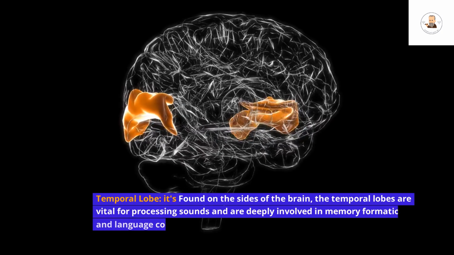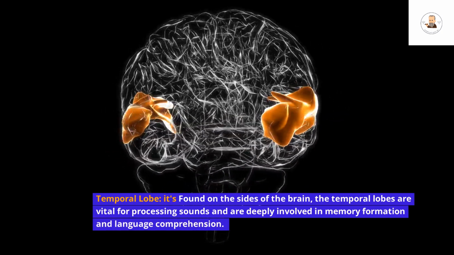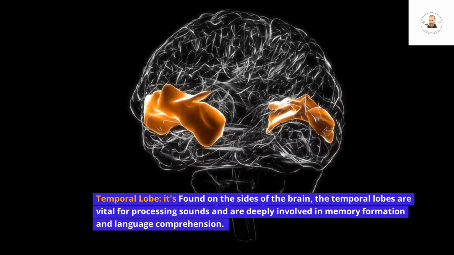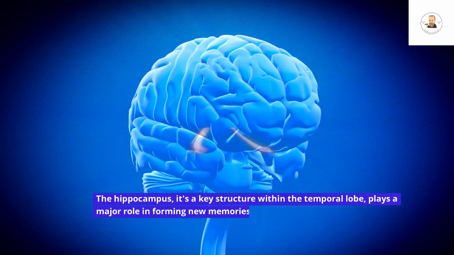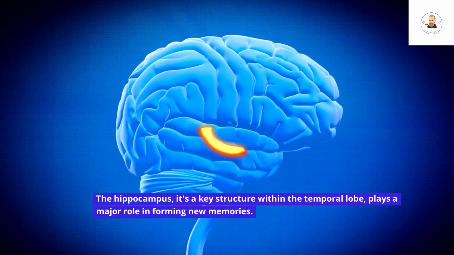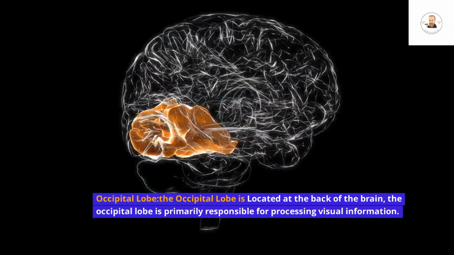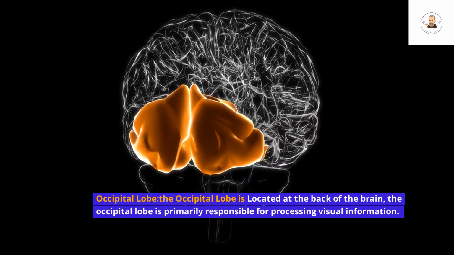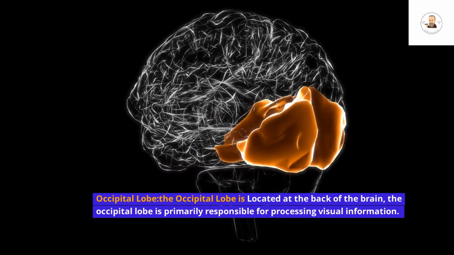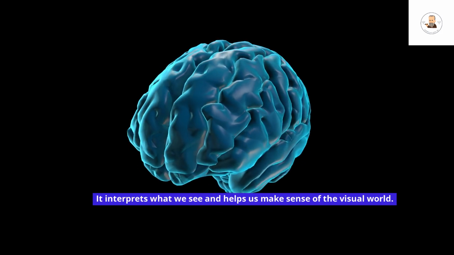Temporal lobe. It's found on the sides of the brain. The temporal lobes are vital for processing sounds and are deeply involved in memory formation and language comprehension. The hippocampus, a key structure within the temporal lobe, plays a major role in forming new memories. Occipital lobe. The occipital lobe is located at the back of the brain. The occipital lobe is primarily responsible for processing visual information. It interprets what we see and helps us make sense of the visual world.